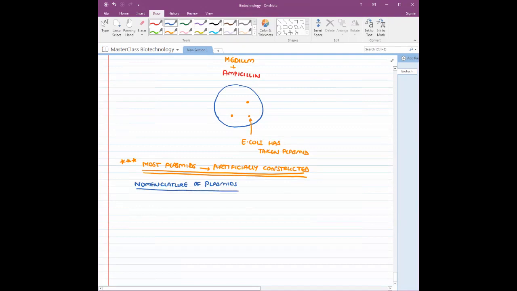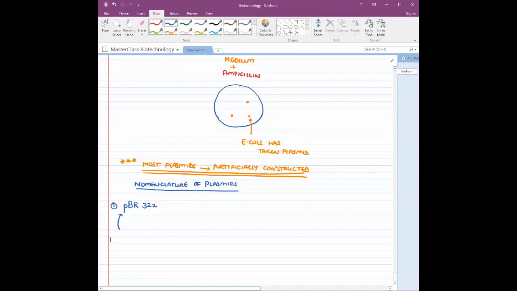Okay, nomenclature of plasmids. The first thing, guys, we are going to have is pBR-322. This is one of the most important ones. Now, this kind of plasmid is named after the discoverers. Let's try to understand how.